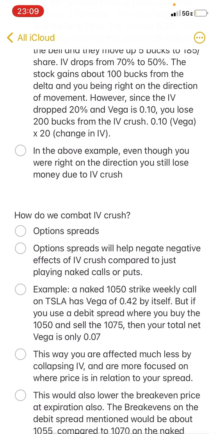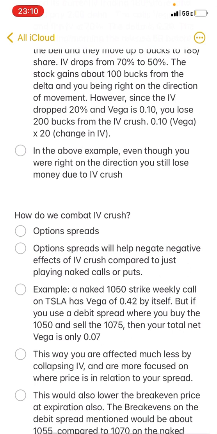Right? So in the above example, even though you were right on the direction, you still lose money due to the IV crush, right? Because you only made $100, and I'm not even factoring in theta here, right? Like you're going to lose money on theta as well because one day has passed, right? So even not accounting for theta, you're losing $100 even though the stock moved up $5 the next day, right?